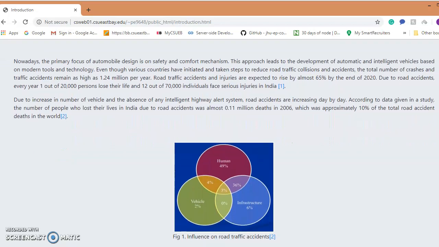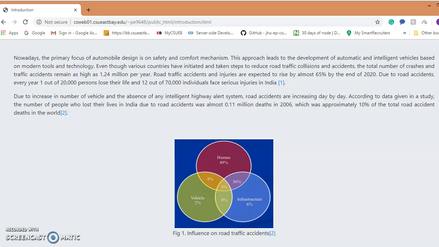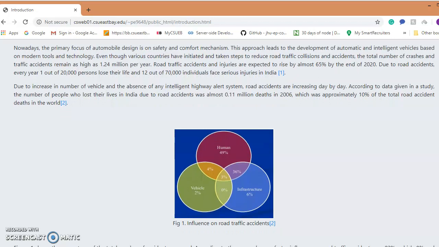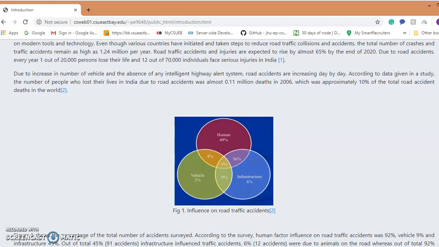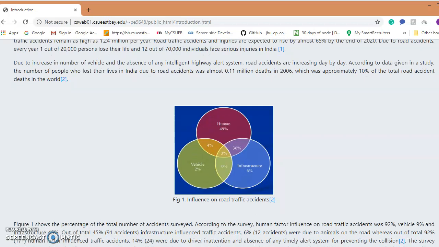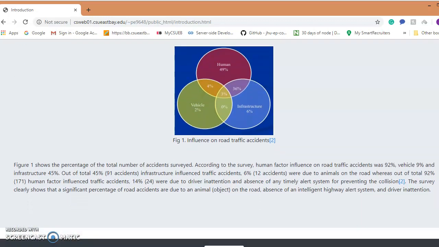Due to the increase in the number of vehicles and the absence of any intelligent highway alert system, road accidents are increasing day by day. This diagram shows the number of accidents, and here we can clearly see that 10% of the total road accident deaths in the world. This diagram shows the percentage of the total number of accidents in the survey. According to this survey, a significant percentage of road accidents are due to animals on the road, the absence of any intelligent highway alert system, and driver inattention.